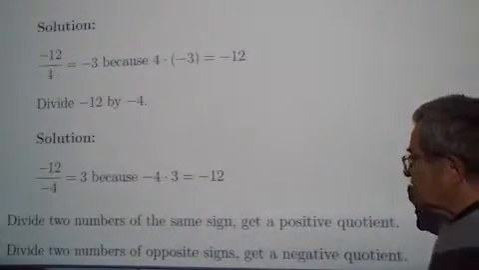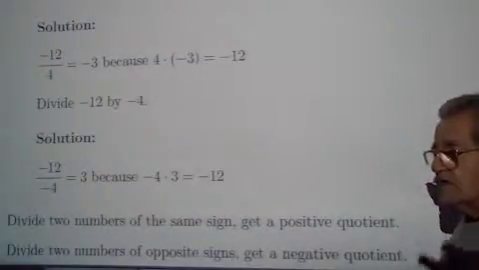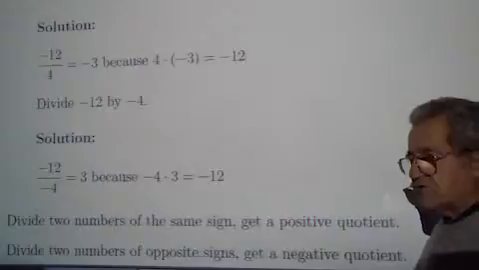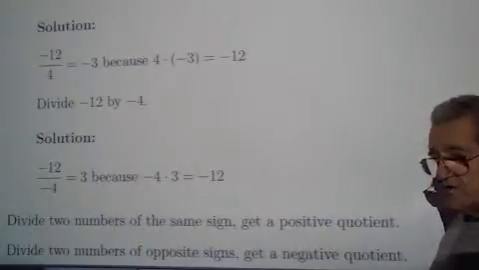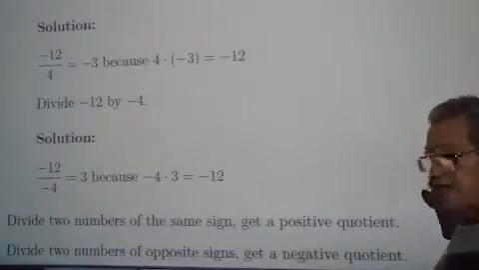Doesn't that sound like what we had before in multiplication? We multiplied two numbers of the same sign, the product was positive. We multiplied two numbers of opposite signs, the product was negative.